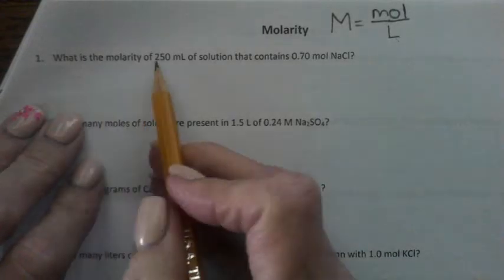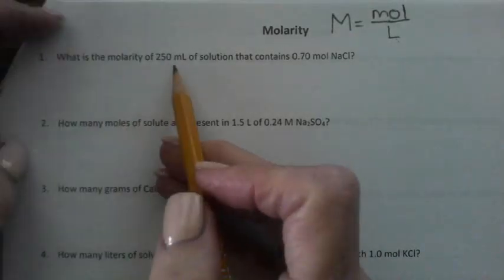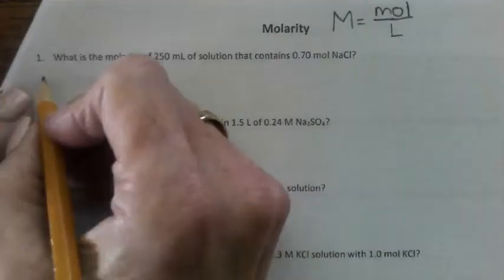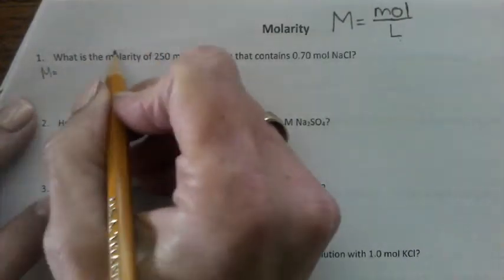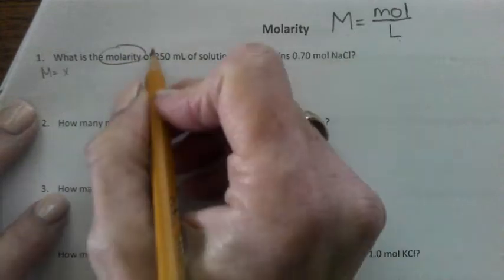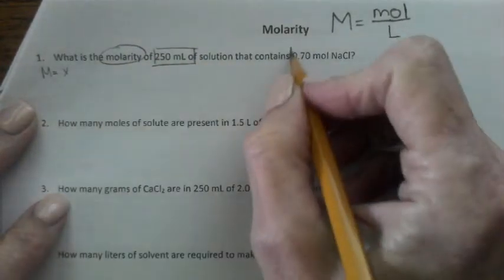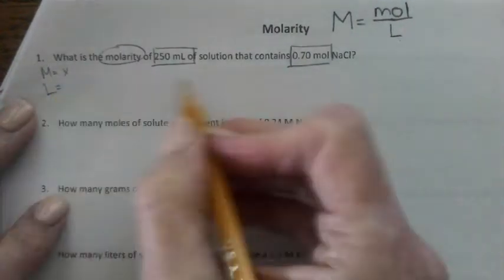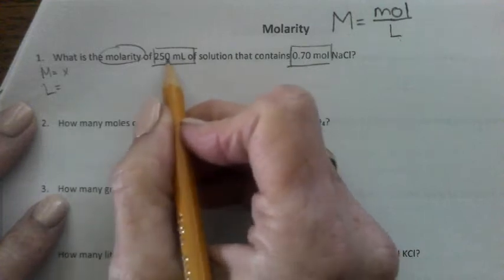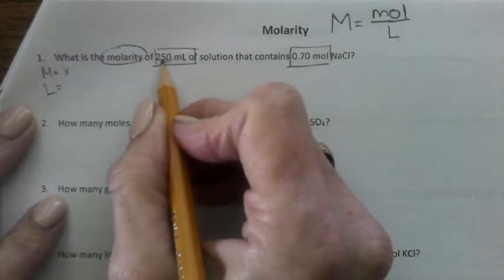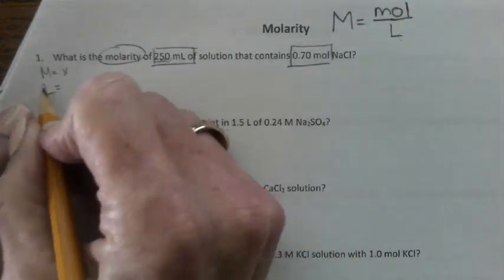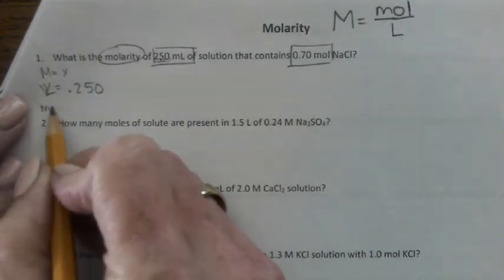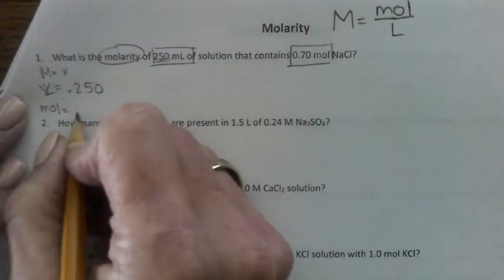So number one, what's the molarity of 250 milliliters of solution that contains 0.70 moles of sodium chloride? Well, let's see, what do I have? I need molarity, which I do not have, because that's my unknown. I have 250 milliliters, and I have 0.70 moles. Volume has to be in liters, and this is not in liters. So the easiest way to convert this to liters is move your decimal point 3 places to the left. So my volume, V, is 0.250 liters, and moles, 0.70 moles.